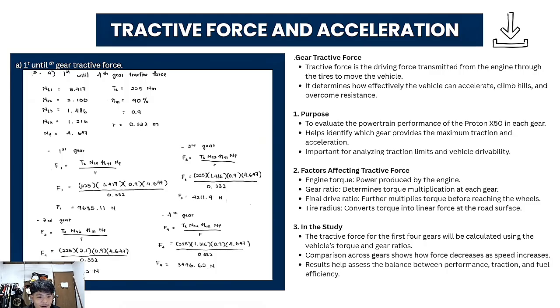So the answer for our first gear tractive force is 9685.11 Newton. For our second gear tractive force, the answer is 5952.22 Newton. For the third gear tractive force, the answer is 4211.9 Newton. And finally, for the fourth gear, the tractive force is 3446.62 Newton.